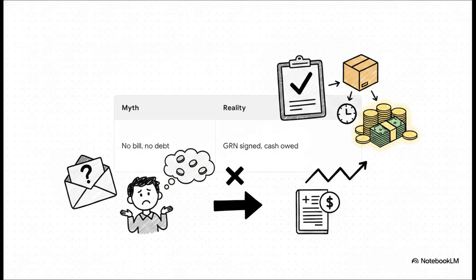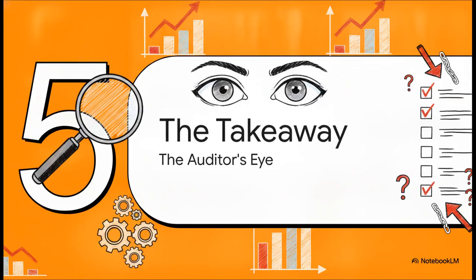But look at this comparison, because this brilliantly illustrates the reality. The exact second your warehouse manager signs that goods receipt note, the GRN, and physically accepts those boxes, the company owes the cash, period. It is immediate. The GR/IR account ensures that this liability is captured in your books right then and there, rather than sitting around waiting for the mailman.